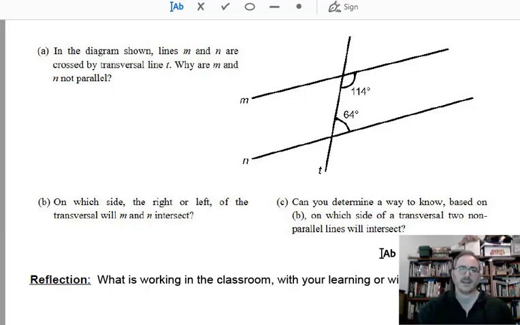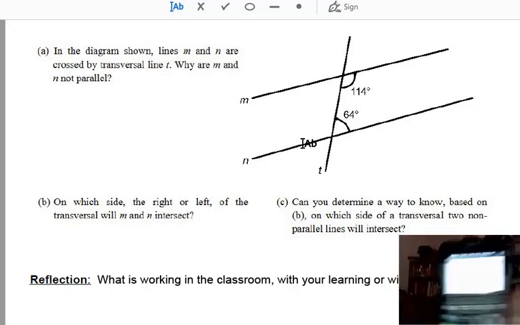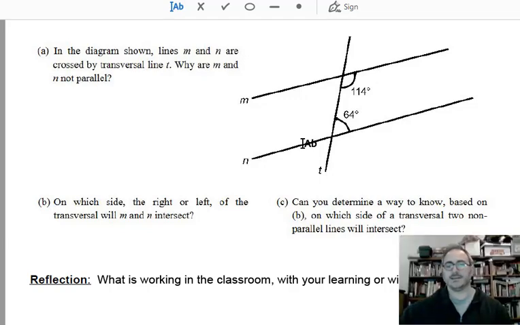So, is there any way you could use the angle measures to know which side it's going to intersect? I'll remind you, when we added up our angle measures, we got 178, which was 2 degrees less than the 180 we needed to be parallel. So I'll let you answer that.